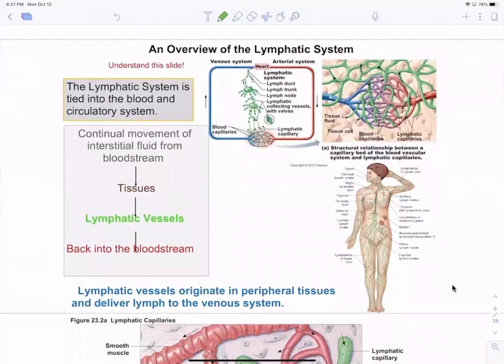So again, understand that you have continual movement of blood leaving the circulatory system into the interstitium, but most of it goes back. A very small percentage of fluid that doesn't go back enters the lymphatic capillaries. And so that's where we are here. And eventually it's going to dump them into the subclavian veins right before the venous blood goes back to the right atrium.